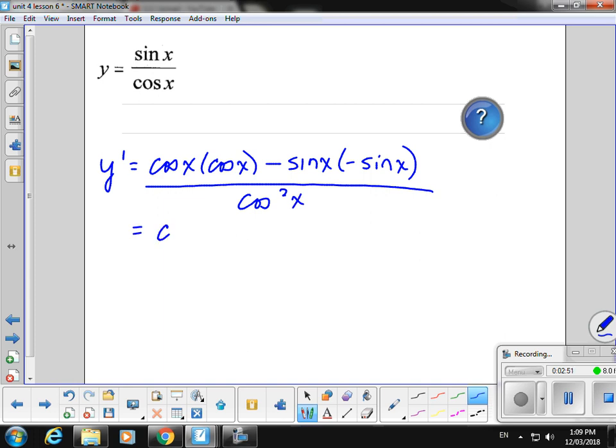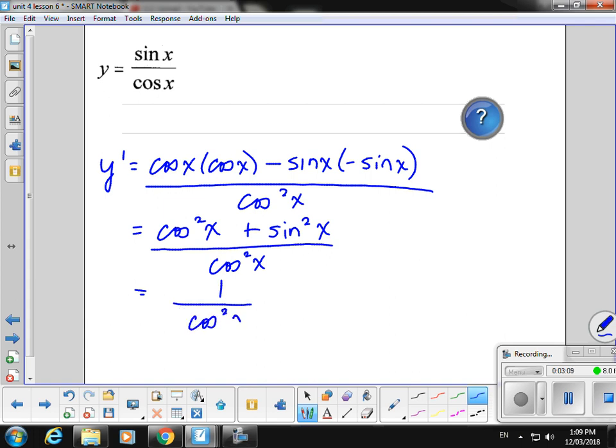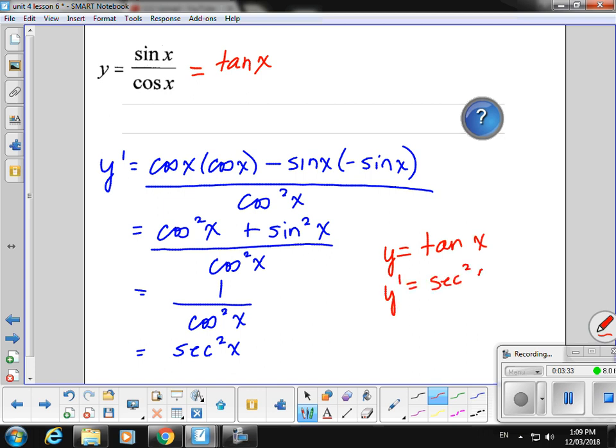So to tidy that up a little bit, I've got cos squared x, I've got positive sine squared x, over cos squared x. And the beauty of this from our trig identities is that cos squared x plus sine squared x is always 1, so we have 1 over cos squared x. If you also know from your trig identities, the reciprocal of the cos is secant, so that is secant squared. Lastly, if you know from your trig identities, y is actually the same as tan x. So just a side note, you don't need to use it, but if you have y equals tan x, its derivative is secant squared x.